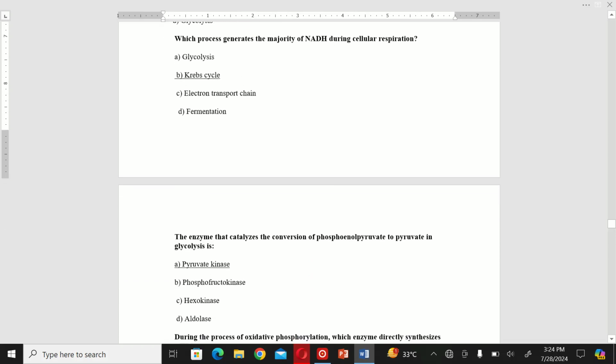The next MCQ: which process generates the majority of NADH during cellular respiration? A. Glycolysis, B. Krebs cycle, C. Electron transport chain, and D. Fermentation. So the correct option is B.